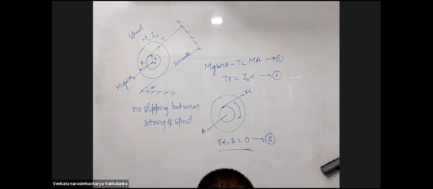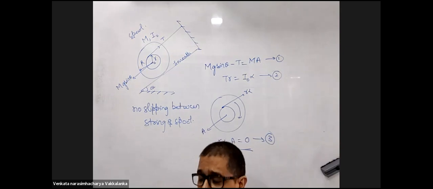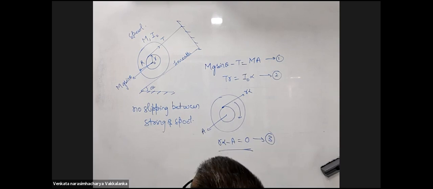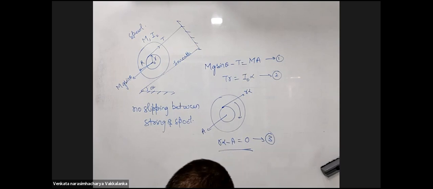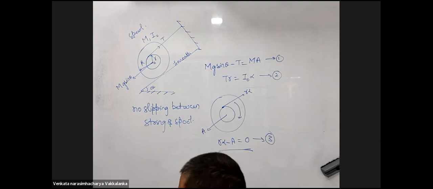Sir, my doubt is how did you get the constraint relation? Can you explain it once again? Say your doubt, I taught the whole class on this. Sir, I did not understand why you did not apply the constraint for the outer ring versus the inner ring. Is the string wound to the inner one or outer one?